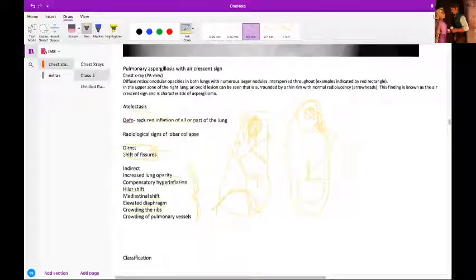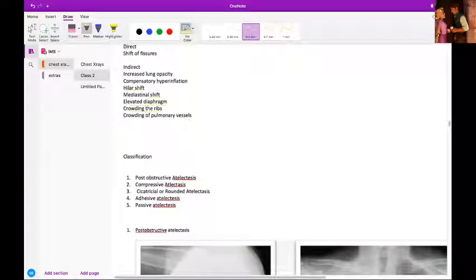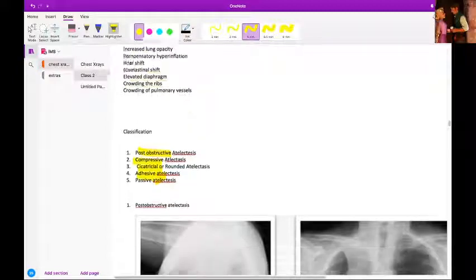Okay. Now there's classification of atelectasis based on etiology, and then based on the part of the lung that is affected. So based on etiology, there is post-obstructive, there is compressive, cicatricial, adhesive, and passive. Okay, so we'll discuss each of these.